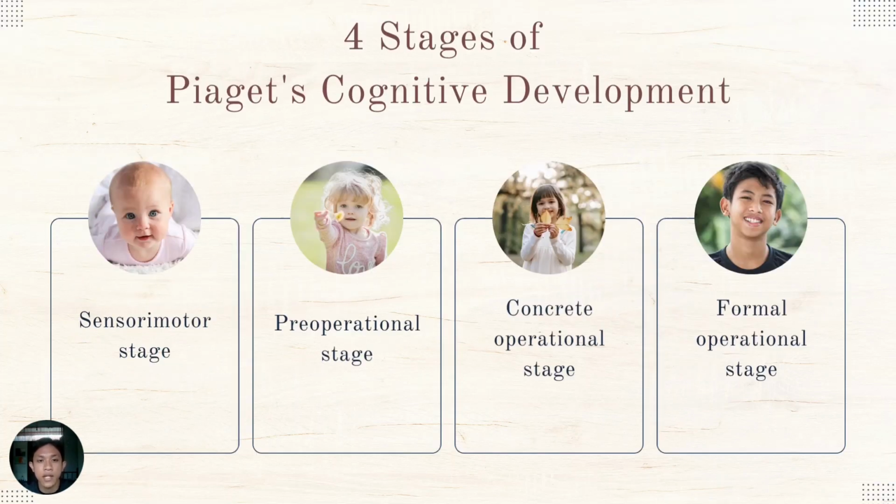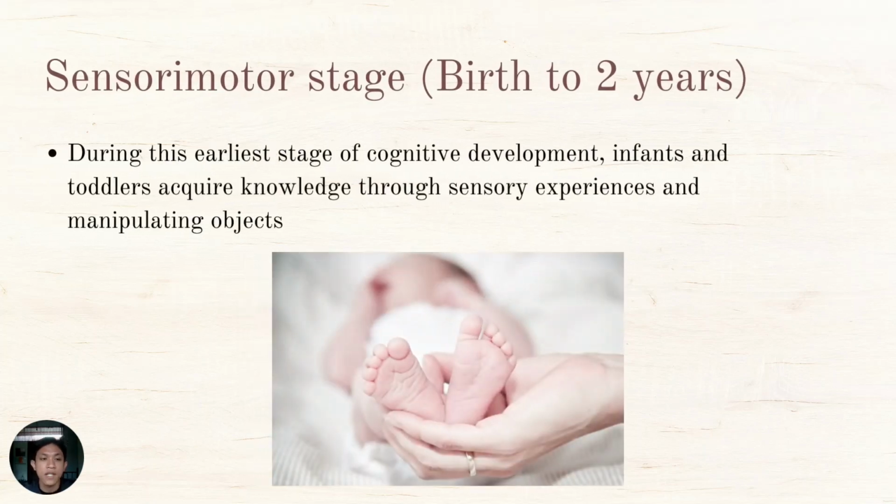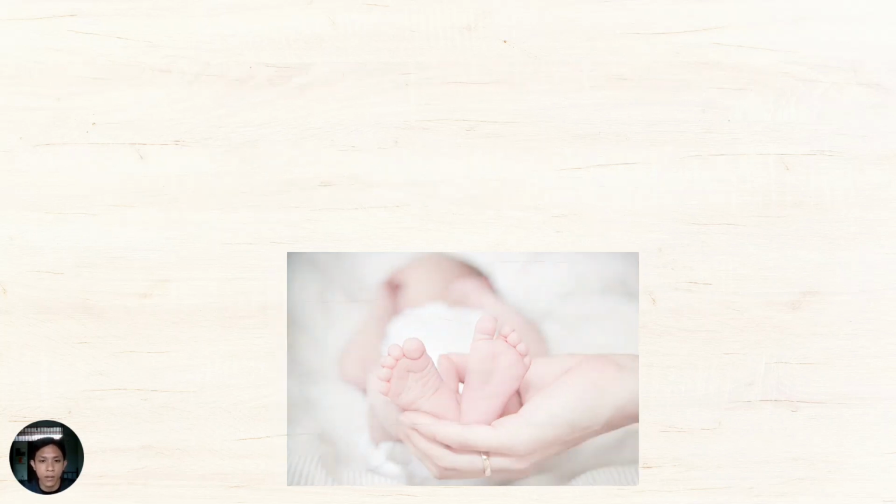There are four stages of Piaget's cognitive development, which are the sensorimotor stage, pre-operational stage, concrete operational stage, and formal operational stage. The first stage is the sensorimotor stage, which is from birth to 2 years. During this stage, infants and toddlers acquire knowledge through sensory experiences and manipulating objects.